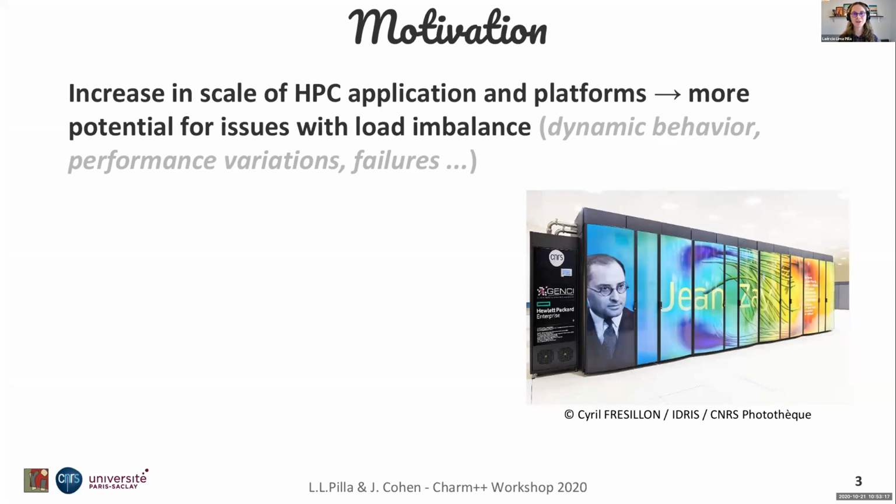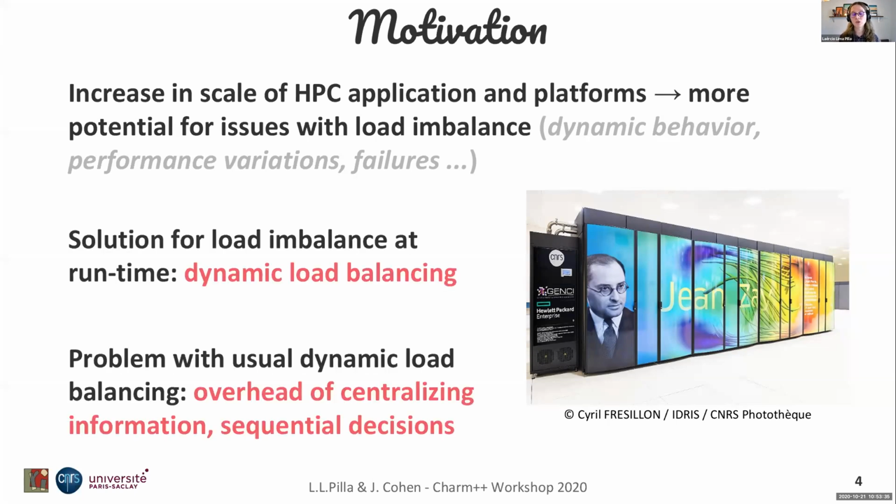Load balancing issues may come from the dynamic behavior of the application, from performance variation of resources, from recovery from failures, or other issues that may appear during execution. The standard way to fix load balancing during execution is dynamic load balancing. It works well in several scenarios. Nevertheless, as we worry about scalability, an issue may come from the overhead of centralizing information for load balancing decisions, and from the sequential decisions in an algorithm like that.